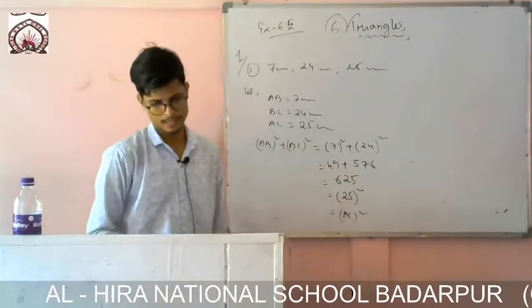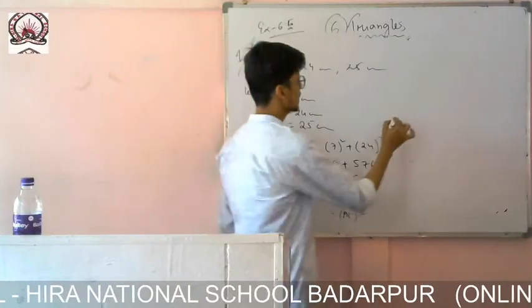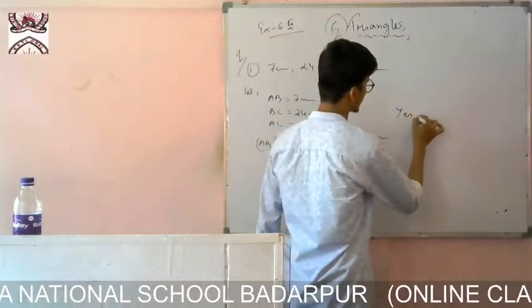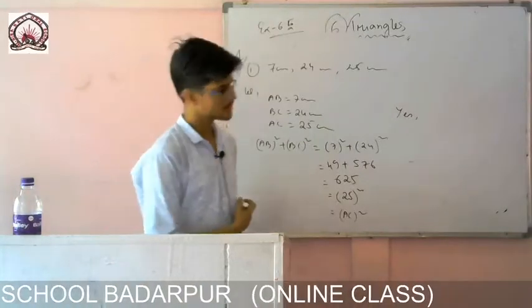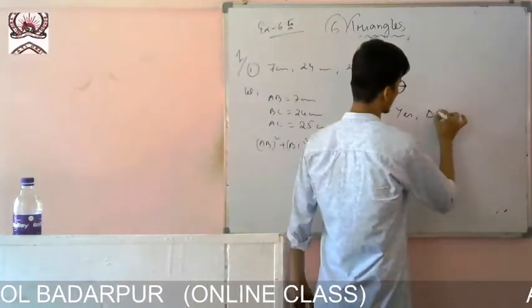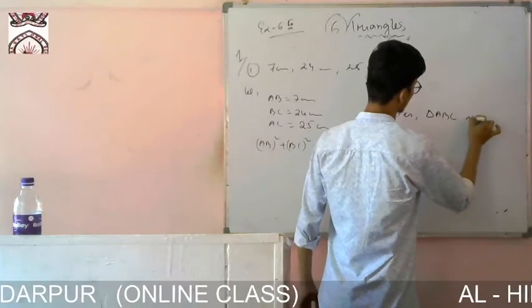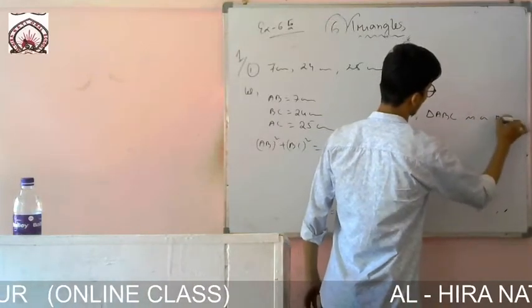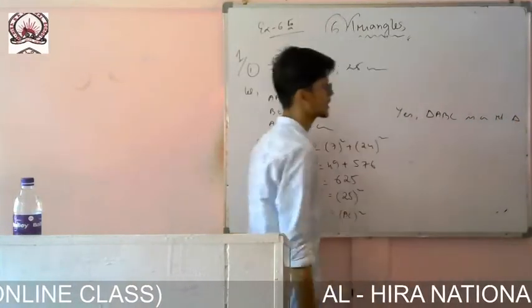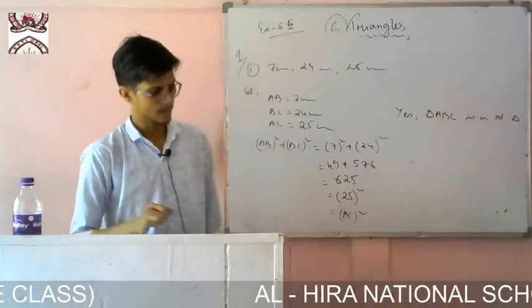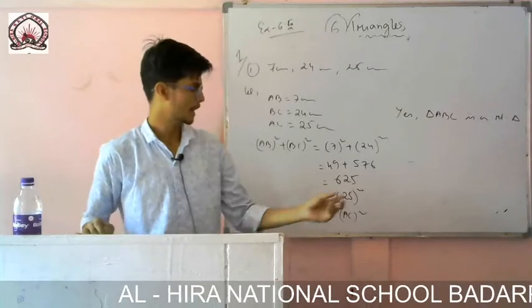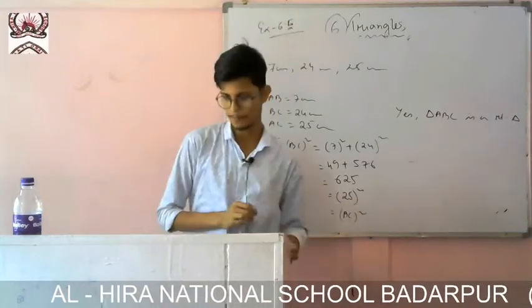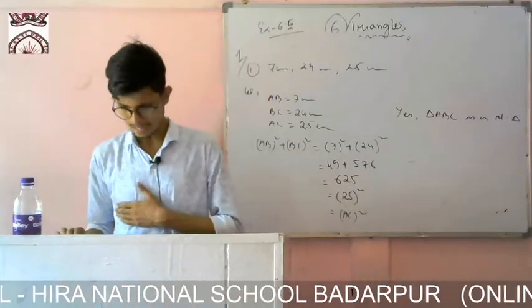So we can say that yes, triangle ABC is a right triangle. Since triangle ABC is a right triangle, and the question asks which one is the hypotenuse, you have to find it. So the hypotenuse is 25. Other ones also you can do.